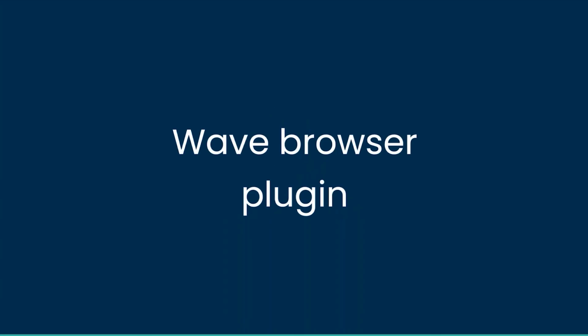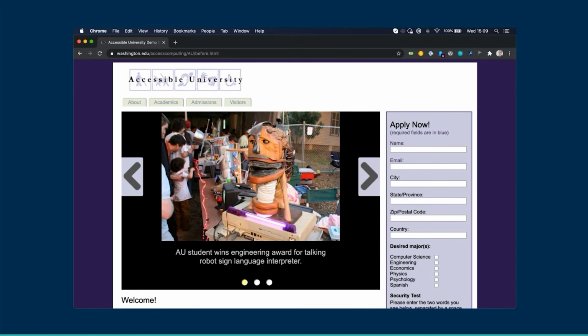So first up is the Wave browser plugin. I was trying to find an inaccessible site, and I literally just Googled inaccessible sites or something. And the University of Washington have put together a purposefully inaccessible site as a demonstration, so they can do before and after. So I thought that'd be quite a useful thing to look at for these. So this is what it is.